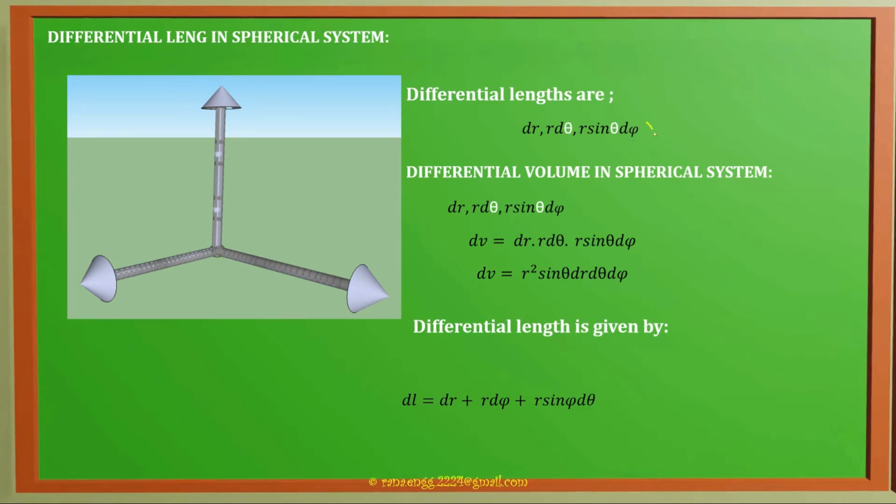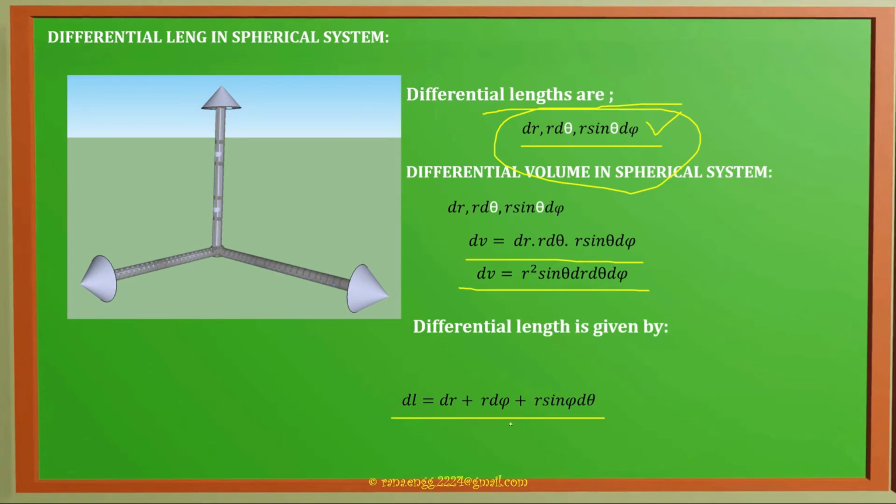So these are the differential lengths. So differential volume will be product of all three differential lengths. So we have to take multiplication of dr, r d theta, r sin theta, and d phi. So it will be simplified to r square sin theta dr d theta d phi. And differential length is addition of all three differential lengths in particular direction. So it is given by dl is equal to dr plus r d phi plus r sin phi d theta.